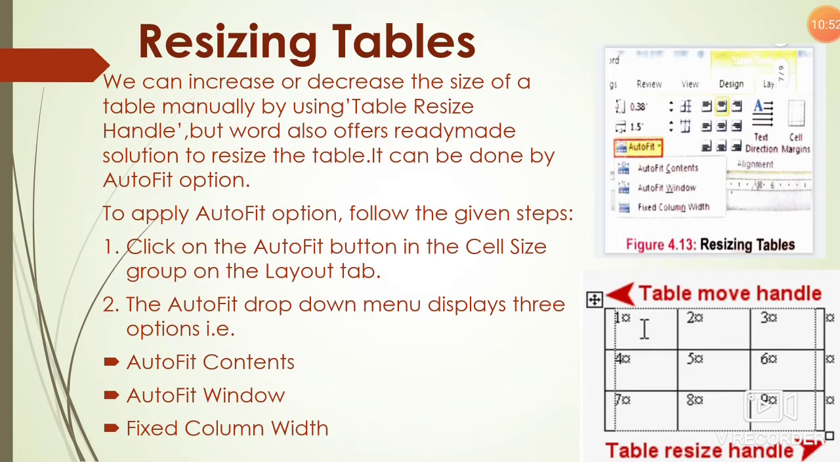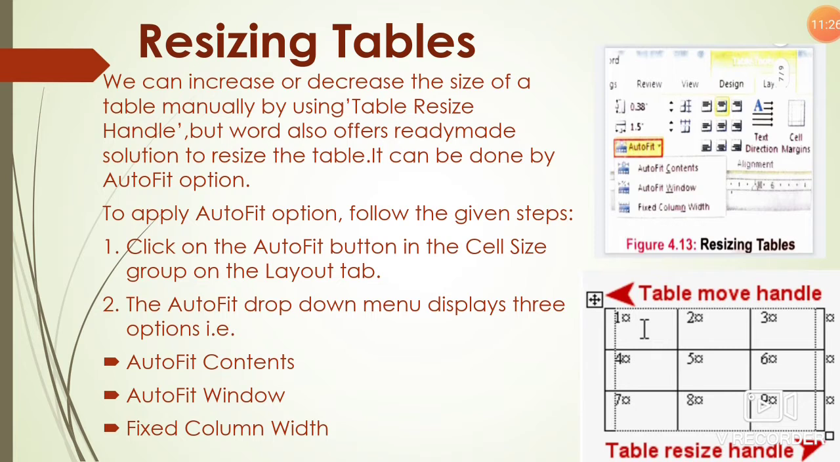Here you can see the three sub options: auto fit content, auto fit window, and fixed column width. Auto fit content means the table will fit according to the content that you have written in the cell. It adjusts the column width according to the text that you have entered in the cell. Auto fit window adjusts the table according to the margin set on the window, means according to the window margin it sets the table.